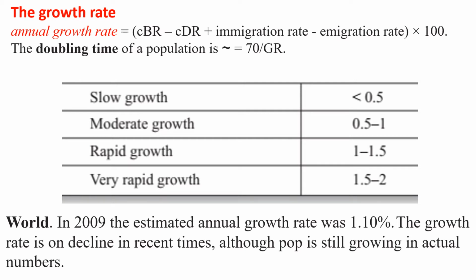A country may have slow growth rate, less than 0.5, moderate growth rate, rapid growth rate, or very rapid growth rate. Among the world in 2090, the estimated annual growth rate was 1.1%. The growth rate is on decline in recent times, although population is still growing in actual numbers.